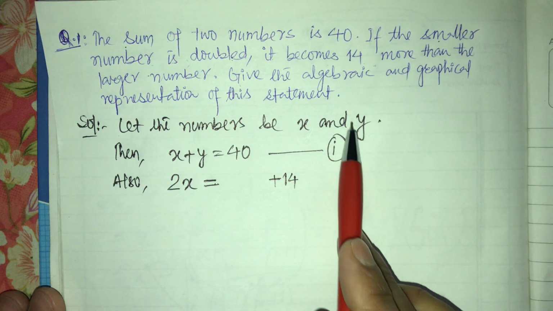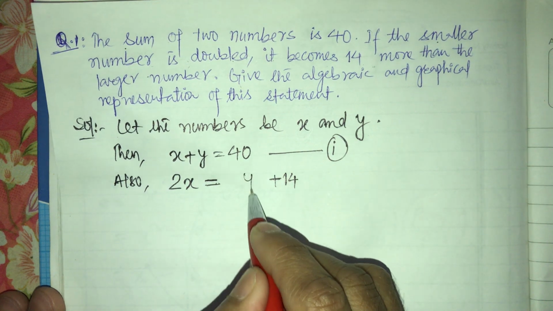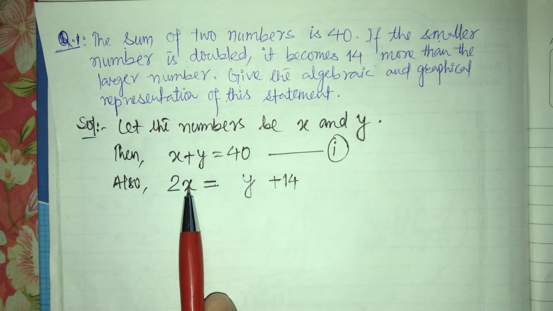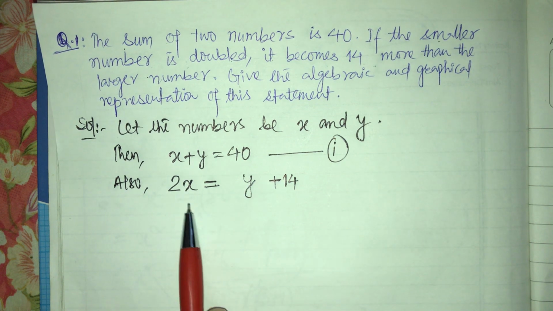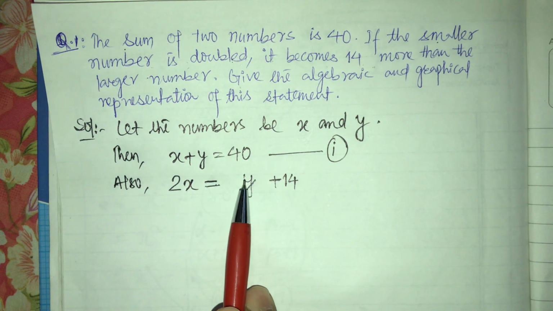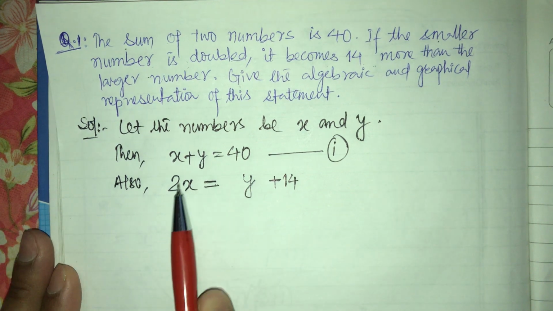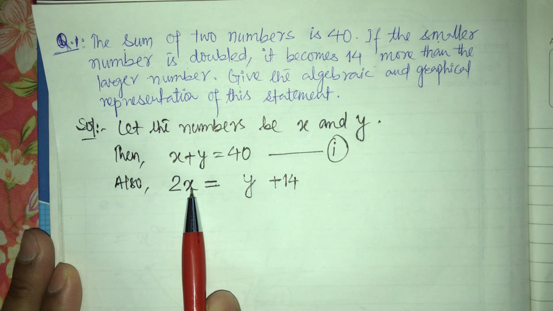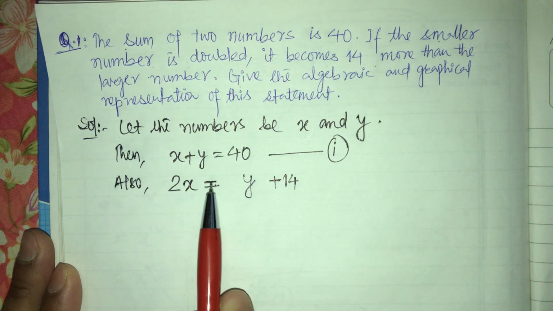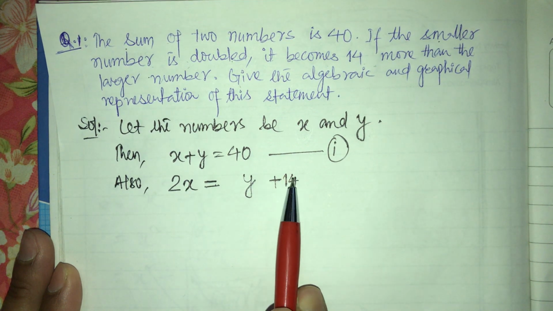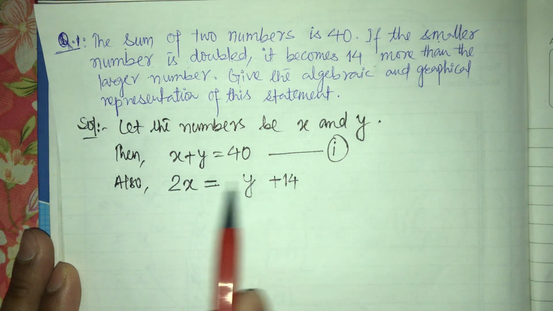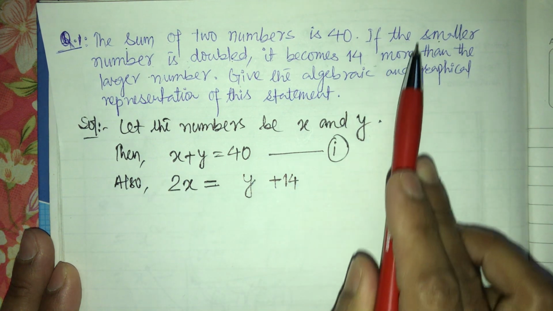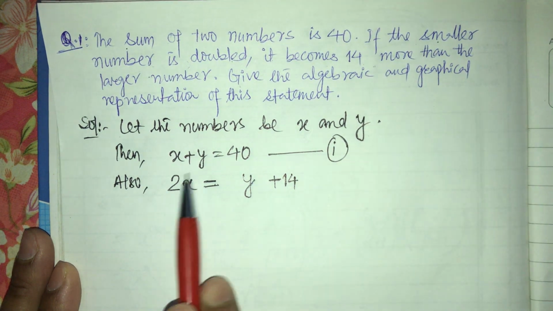Here I consider y as the larger number, so I will write y here. Again, x is the smaller number and y the larger number I considered. If you want, you can flip it. You can keep y as the smaller number and x as the larger number. It's up to you. So 2 times the smaller number becomes 14 more than the larger number, which is y here. So this is how we frame the statement into algebraic form, right?